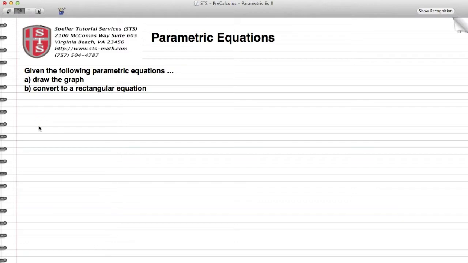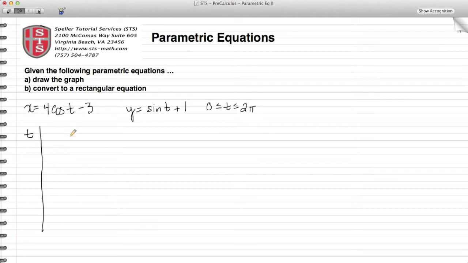All right, so let's begin. We have x equals 4 cosine t minus 3, and the other parametric equation is y equals sine t plus 1, and the values of t are going to lie between 0 and 2 pi. Just like the last video, we're going to create a table where we can list our t values, our x values, and our y values.